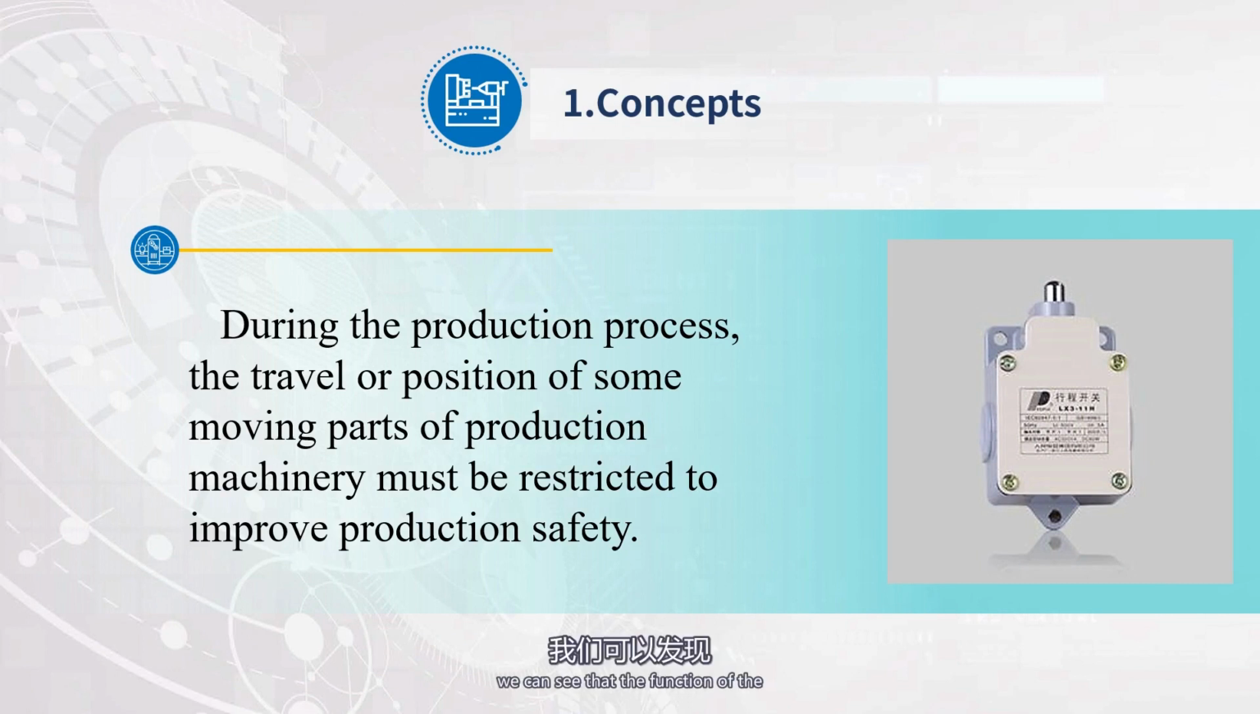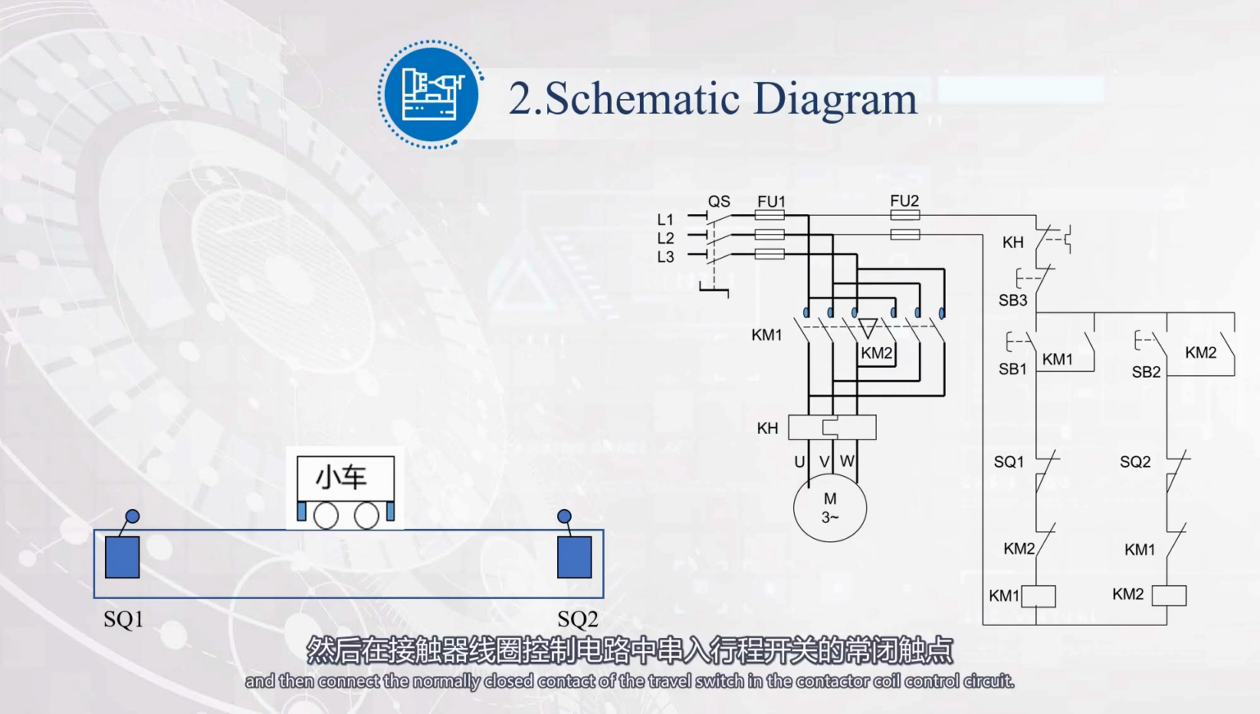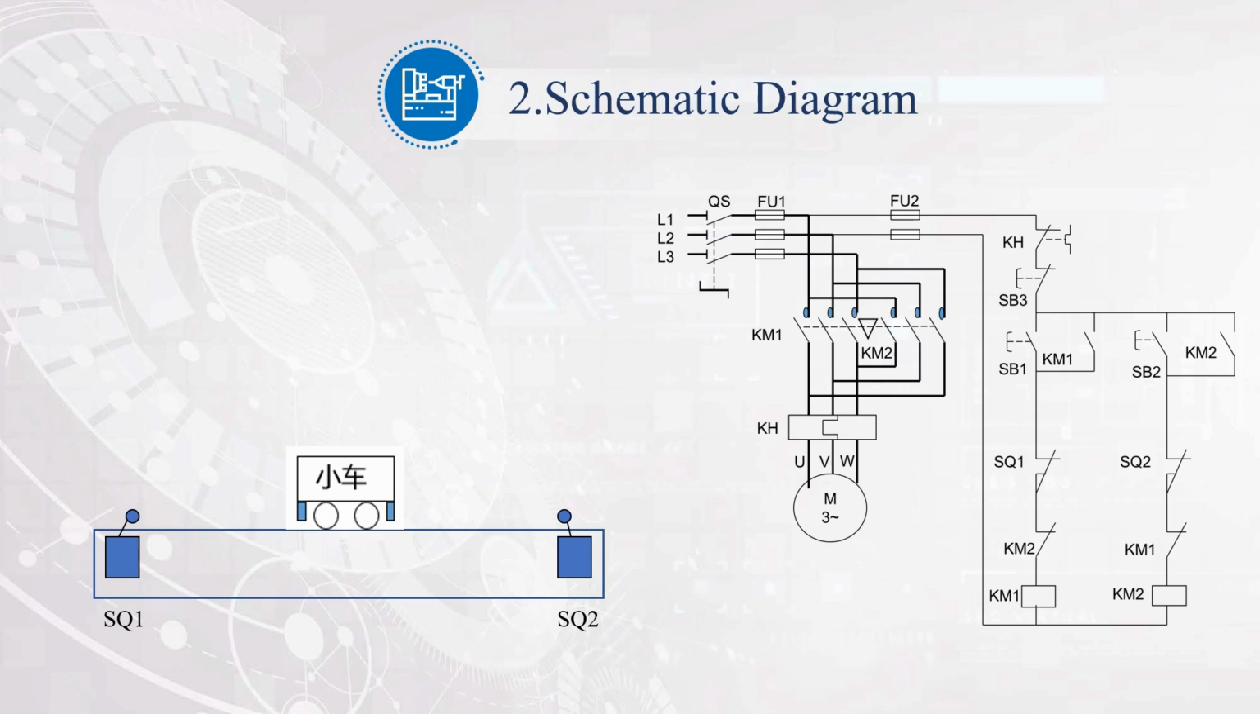Over here, we can see that the function of the travel switch circuit is equivalent to the stop button. The difference is that the button needs to be pressed by a person, while the travel switch does not need to be operated by a person. When we need to control which position the object can automatically stop, we only need to install the corresponding position travel switch, and then connect the normally closed contact of the travel switch in the contactor coil control circuit.